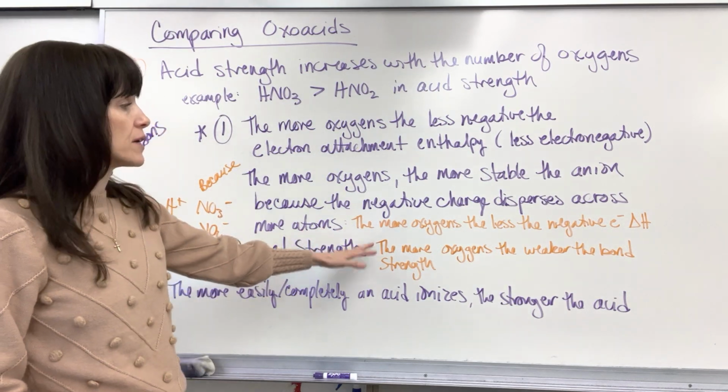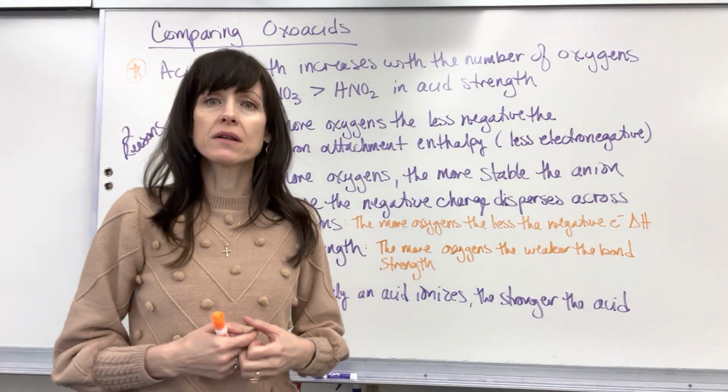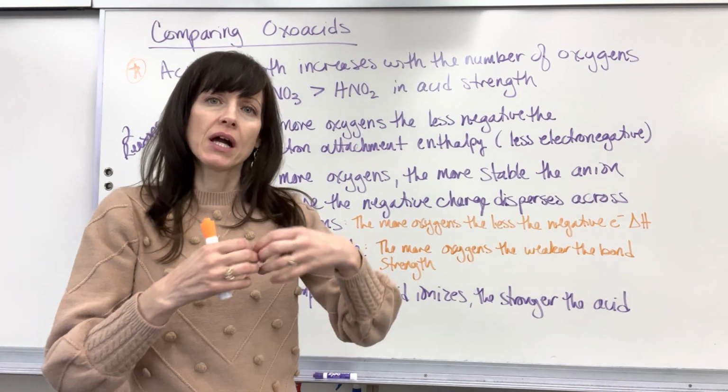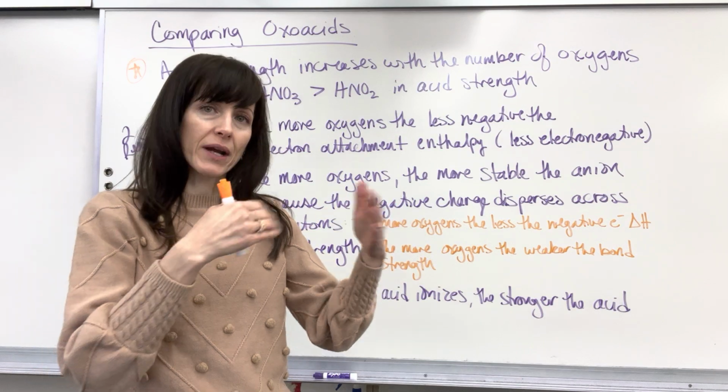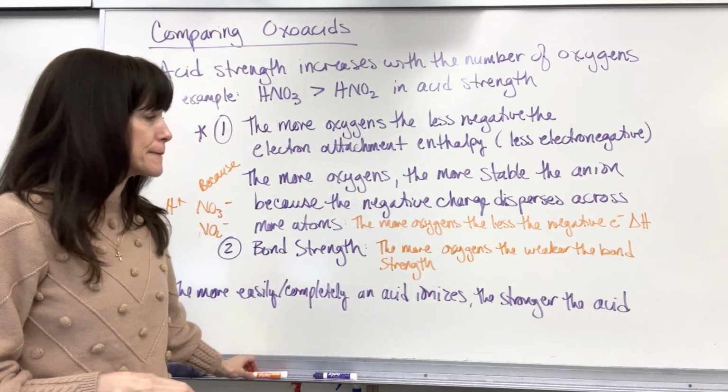Now the second reason has to do with bond strength. Simply said, the more oxygens you have, the weaker the bond strength between that hydrogen and its bond. So it's easier to ionize and break apart the hydrogen from the anion.